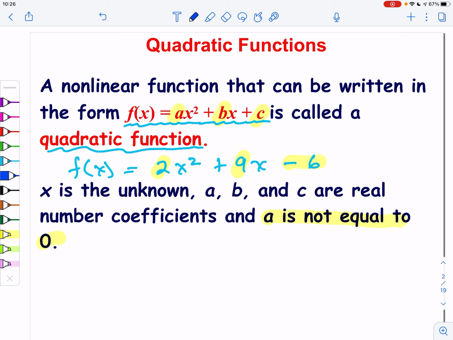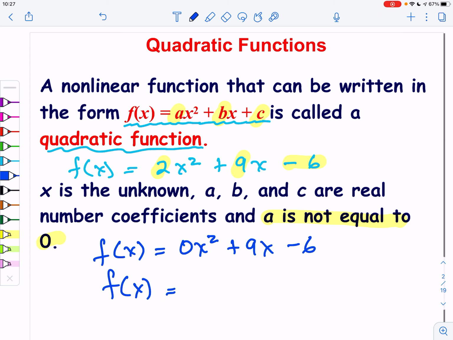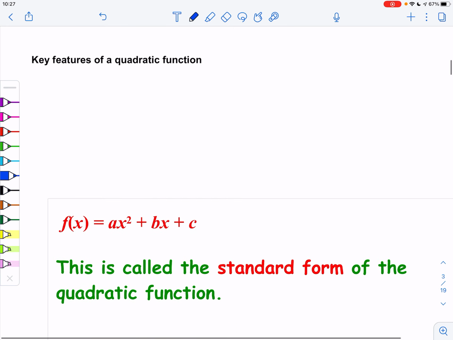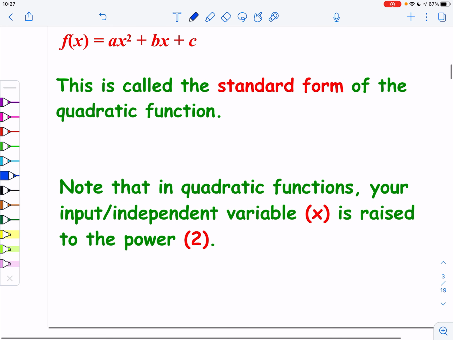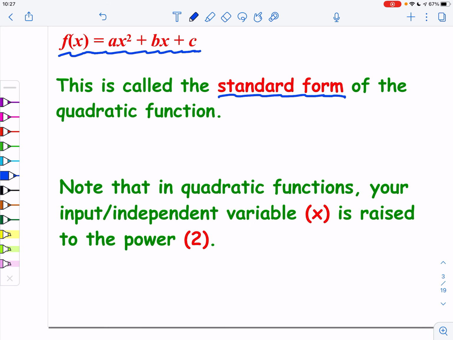Let's see what happens when we make A 0. 0x squared is 0 plus 9x minus 6. That simplifies to f of x equals 9x minus 6, which of course is a linear function and no longer a quadratic because your second power is gone. F of x equals ax squared plus bx plus c is known as the standard form of the quadratic function.